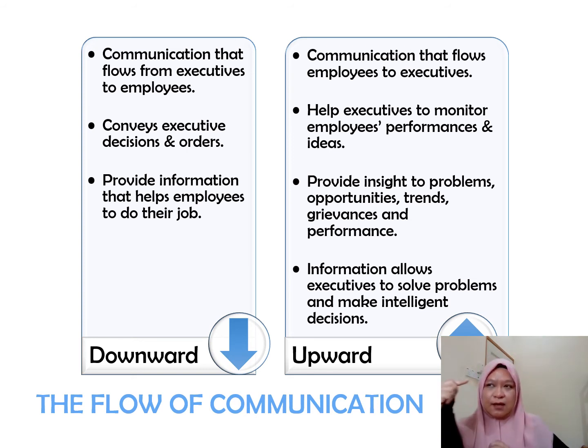Sometimes the higher position people will give information on how to do tasks, instructions, and so on to the lower level employees. For upward communication, the information goes up from people at the lower level of the hierarchy to people at the higher level, from employees to executives, from below to upper. It helps executives monitor employees' performance and ideas. Sometimes lower level employees have ideas or have to send a report to the executive.